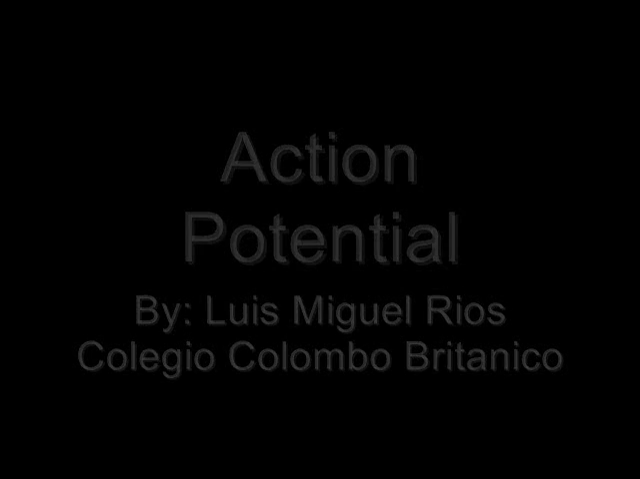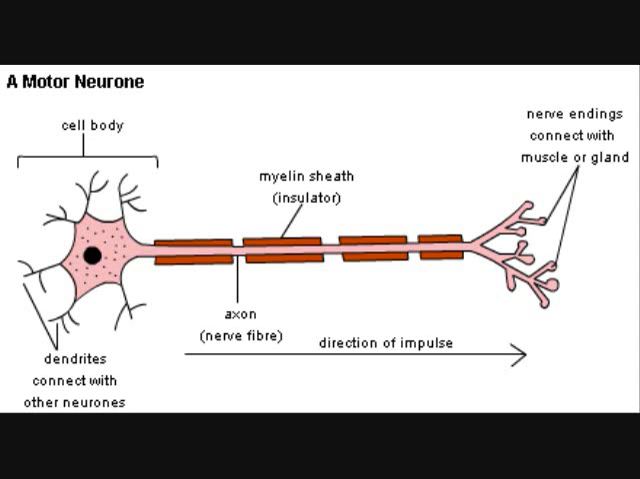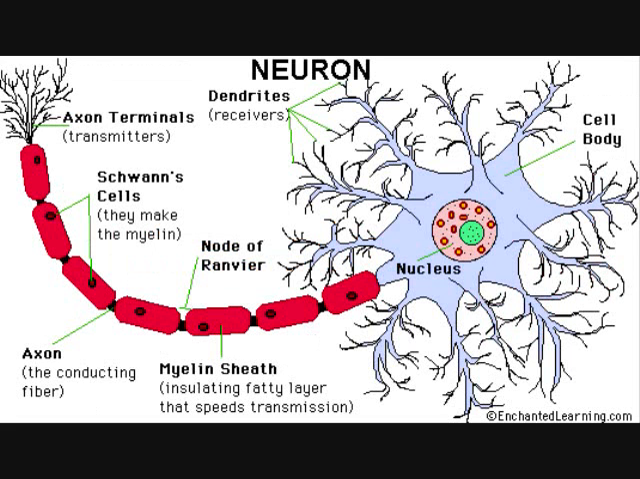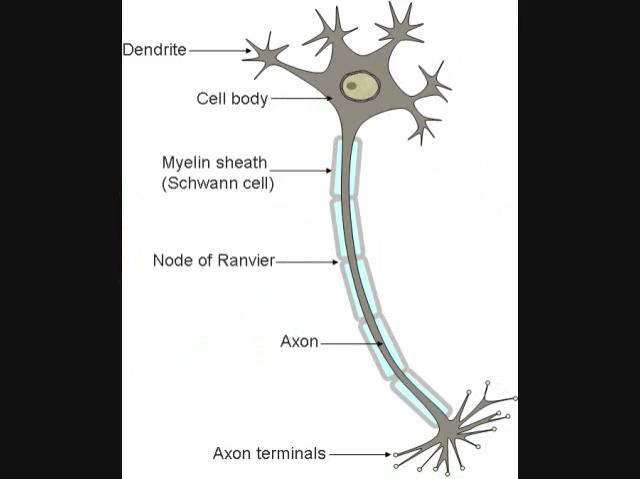Action potential. Messages of responses to a stimulus are sent from the brain to the muscles by neurons. A group of neurons bundled together are called a nerve. Each neuron has a long extension called an axon, which transmits the message. Axons begin at the base of the spinal cord and end at the muscles.